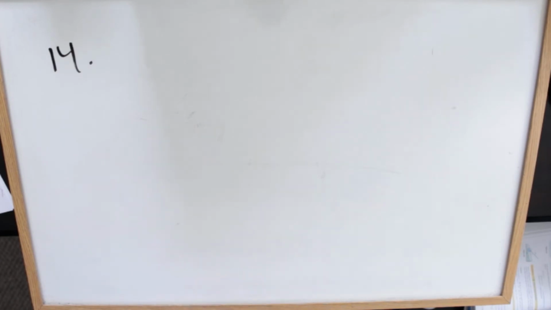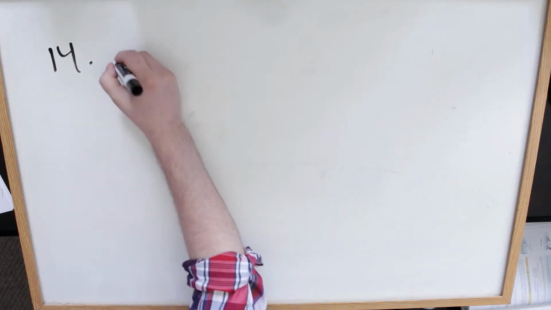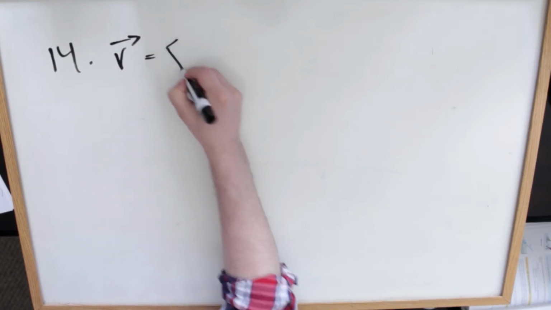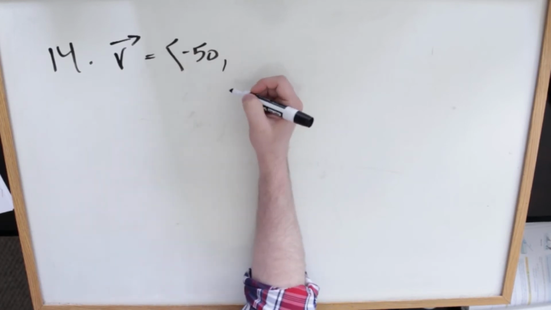All right, question 14. So this one is asking us to find the magnitude and direction of each vector, and also find a unit vector in the direction of the given vector. Wow. Okay, so there's a bunch of things here. So we need to find the magnitude and direction, and we need to find the unit vector. So they give us that V is equal to the components -50, 30.